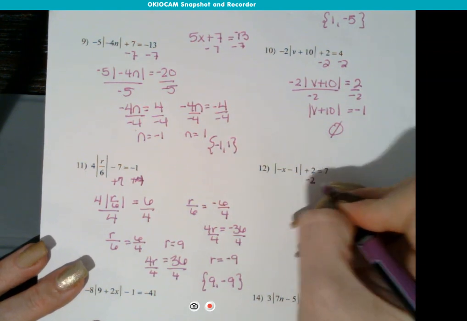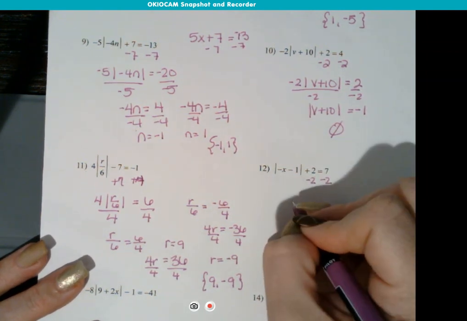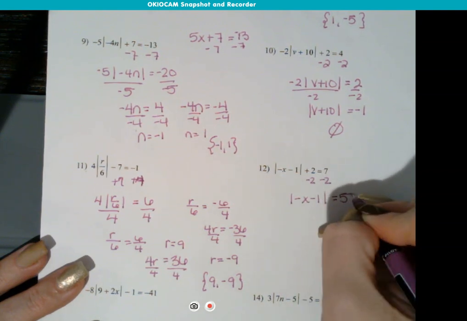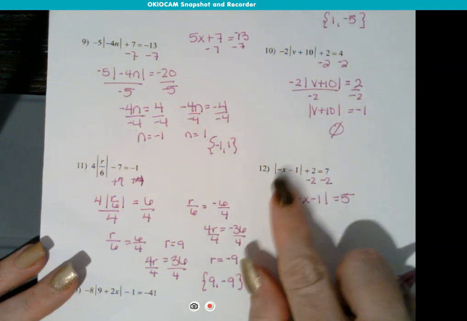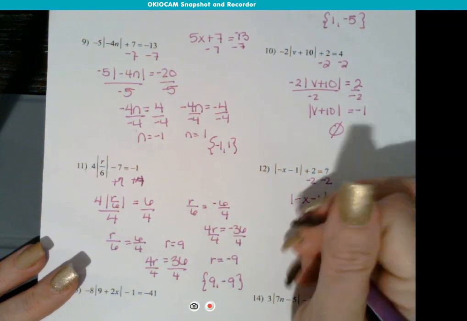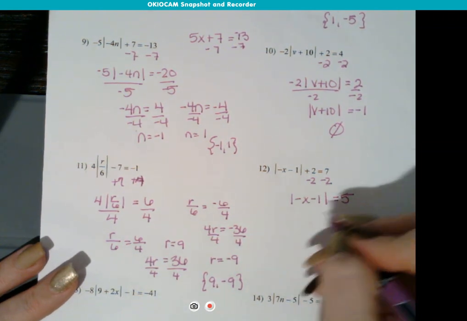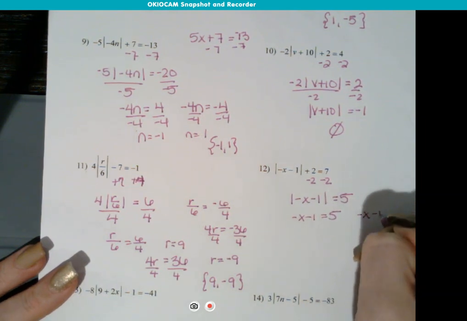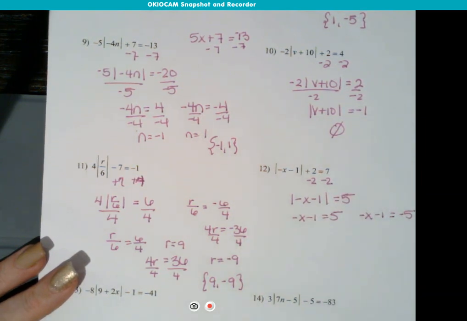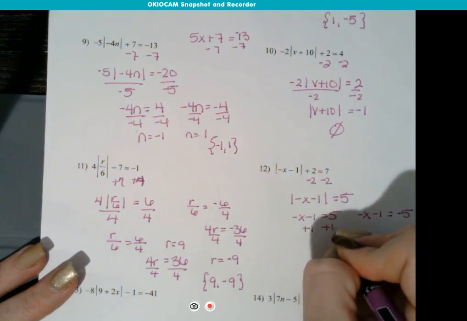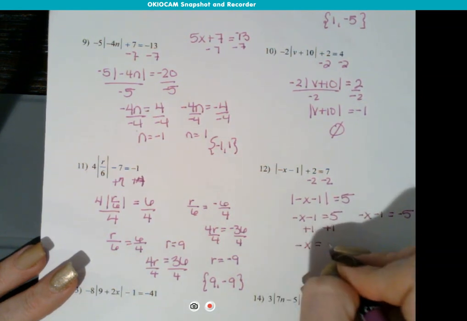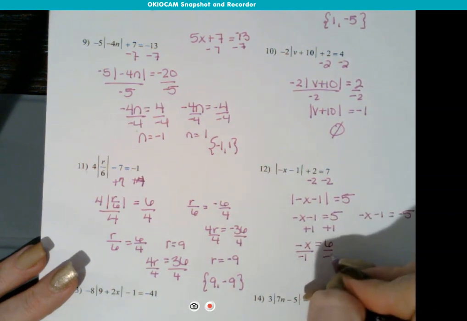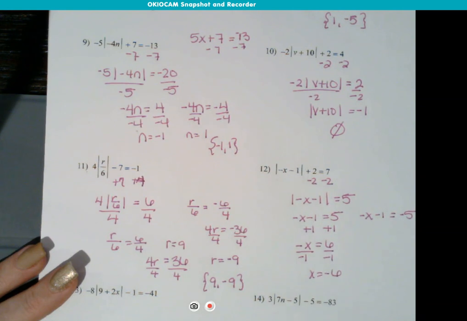Okay, so minus 2, and negative x minus 1 equals 5. Okay, so far so good. Now, this is isolated, this is negative, or positive. I've got to set up my two equations. A lot of negatives in this equation. All right, so then I'm going to add 1. So negative x equals 6. Now, this is understood to be a negative 1, so I have to divide by negative 1, and x will equal negative 6.